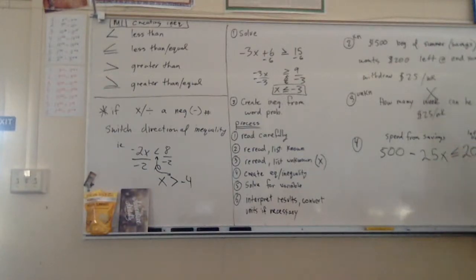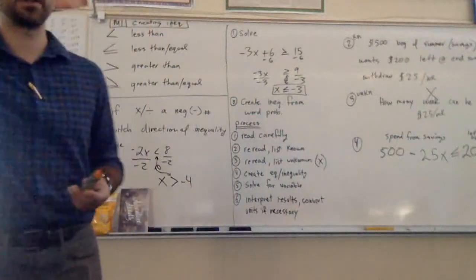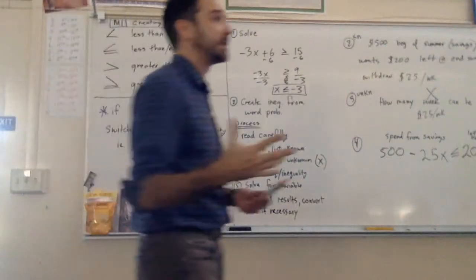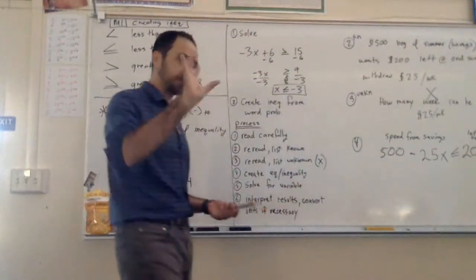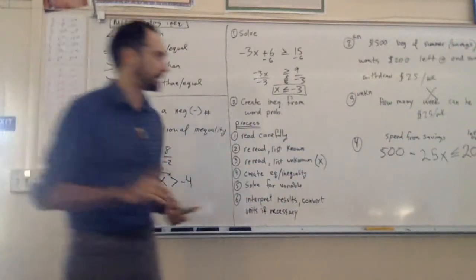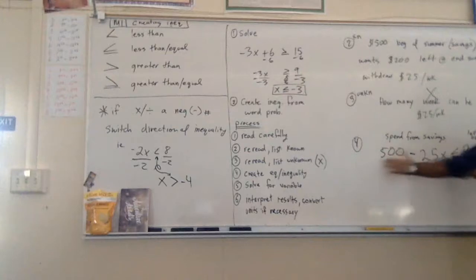or equal to 200. This is a tricky one because if you were to put it the other direction and try to solve it, at the end when you interpret results, you'd be able to see that was the wrong direction. That did not make sense. The amount that we're going to spend and take from our savings has to be less than or equal to 200 bucks because I want to end up with 200 bucks. Let's solve this.